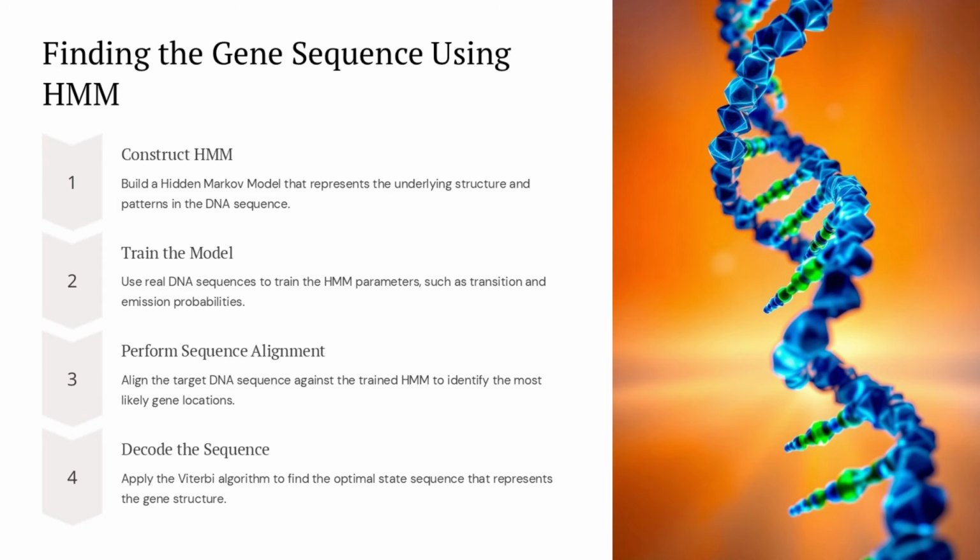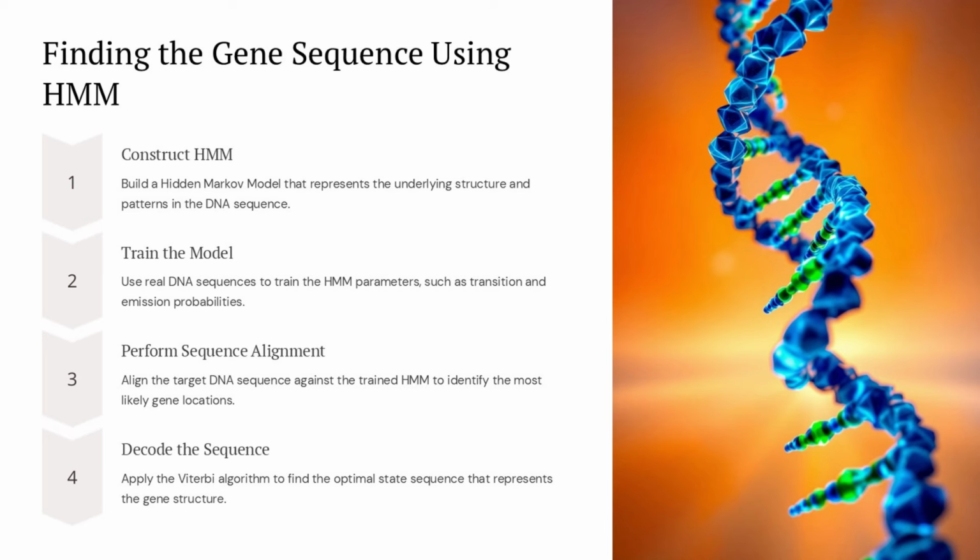Hidden Markov Models, or HMMs, are a powerful tool for finding gene sequences in DNA. We'll start by constructing an HMM that represents the underlying structure and patterns in the DNA sequence. Next, we'll use real DNA sequences to train the HMM parameters like transition and emission probabilities.